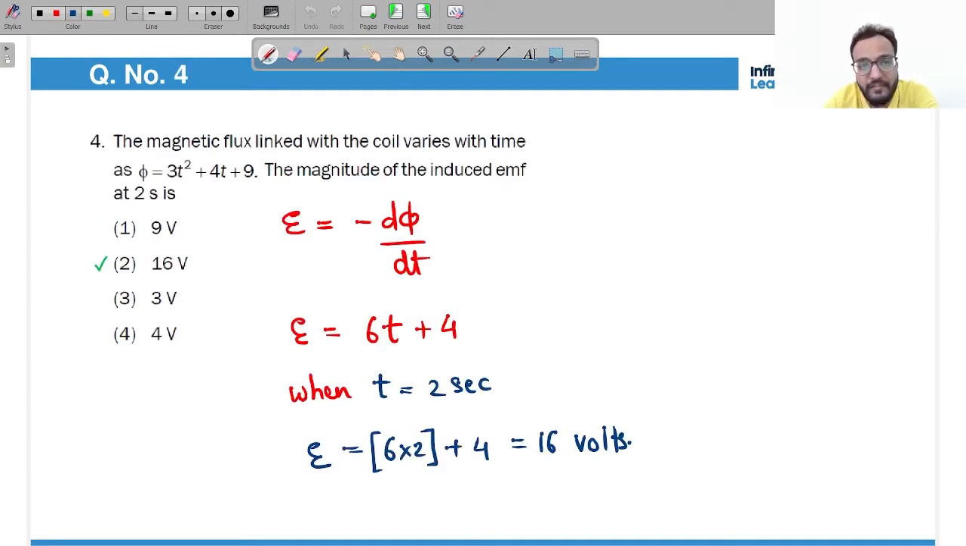Now, the magnetic flux linked with the coil varies with time t as phi equals 3t square plus 4t plus 9. The magnitude of the induced EMF. Simple. What is induced EMF? Minus d phi by dt. You can see EMF will be, if you differentiate this equation, 6t plus 4. Then you have to put the value of time t as 2 seconds. If you put it, you will get your answer, that is 16 volts.